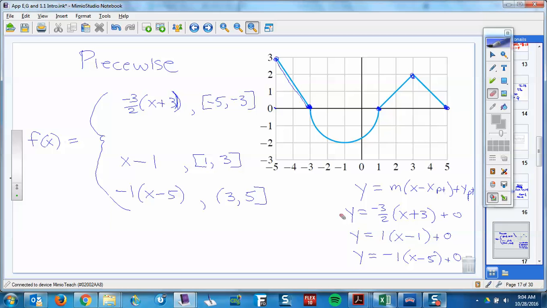All right? Now, plus or minus. What's the plus or minus mean? It's a circle.